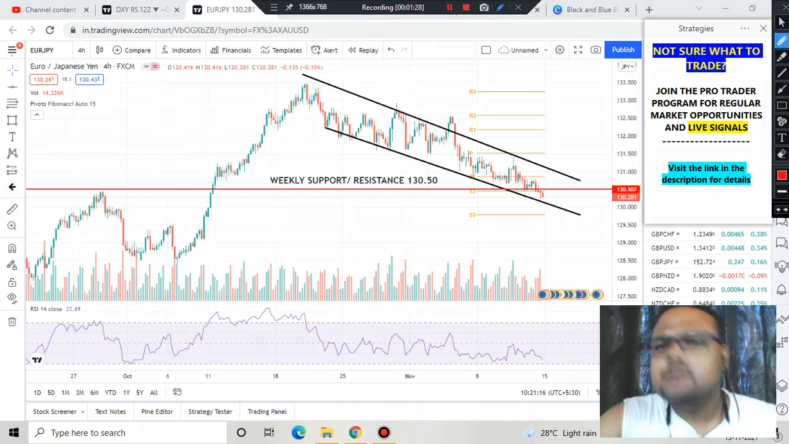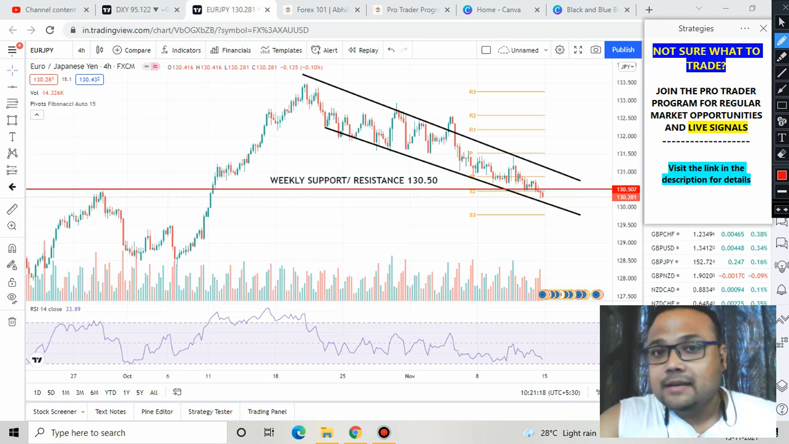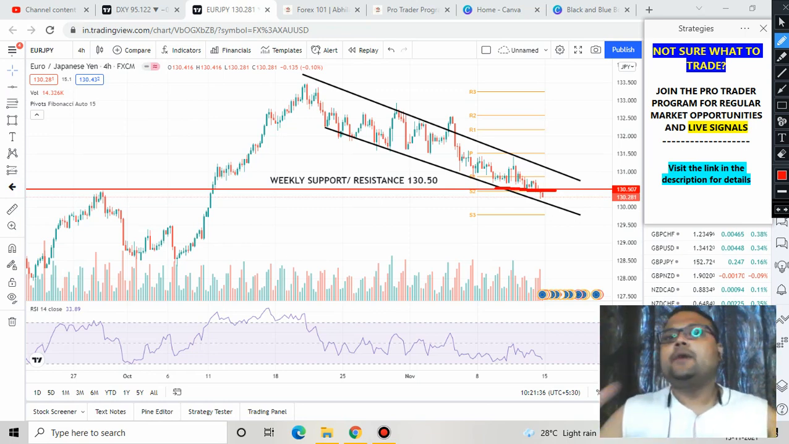And the most confusing factor was that on Friday market closed below the weekly level of 130.50. The last traded price is 130.28. So as market has closed below this level, that's why we're confused right now. We are not sure whether 130.50 is a support or resistance.